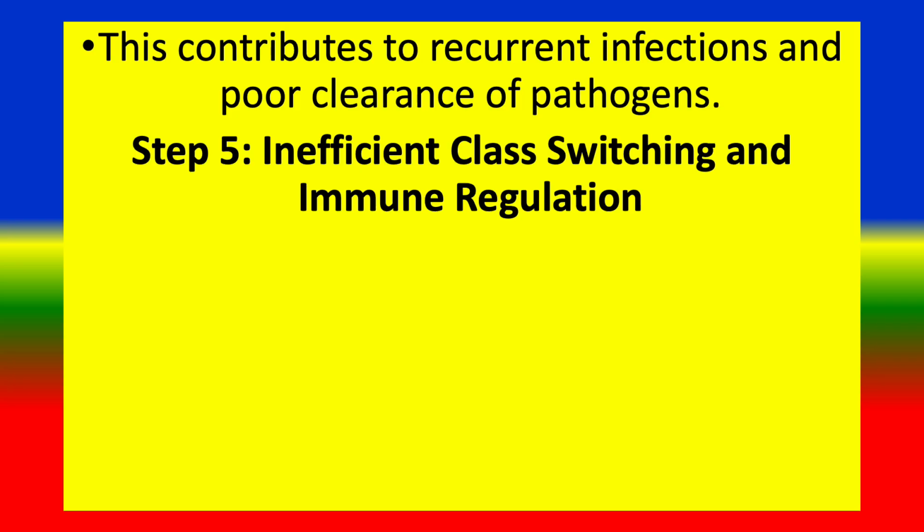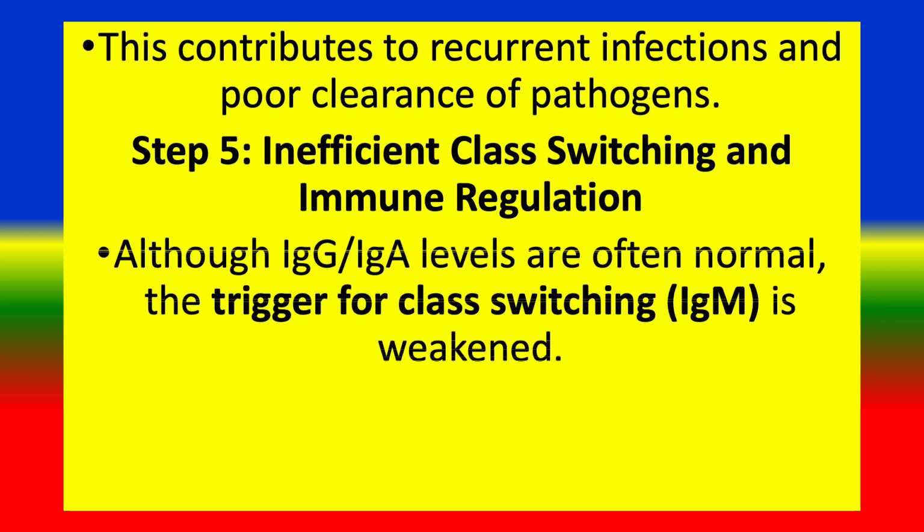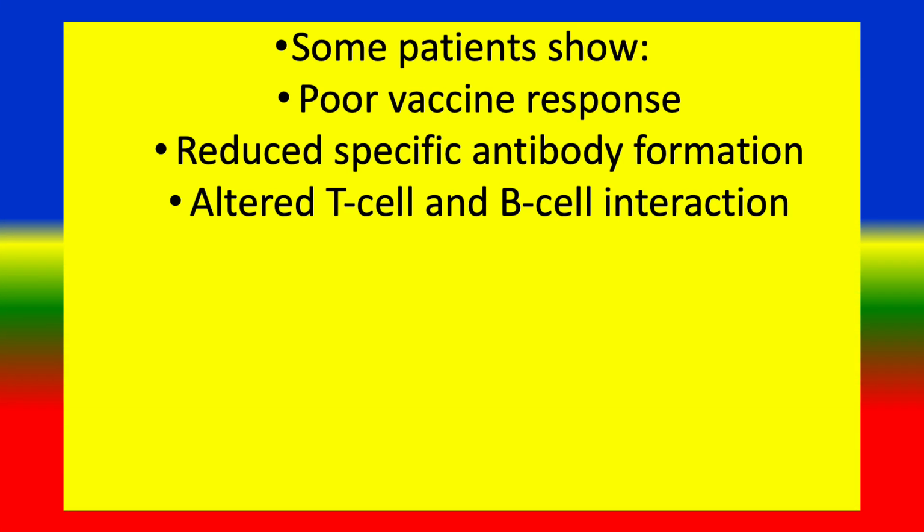Step 5. Inefficient class switching and immune regulation. Although IgG and IgA levels are often normal, the trigger for class switching from IgM is weakened. Some patients show poor vaccine response, reduced specific antibody formation, altered T cell and B cell interaction.